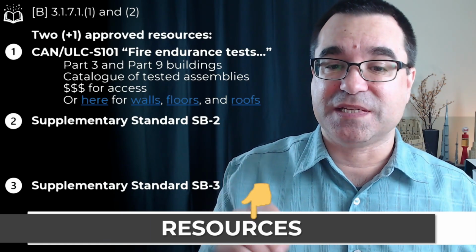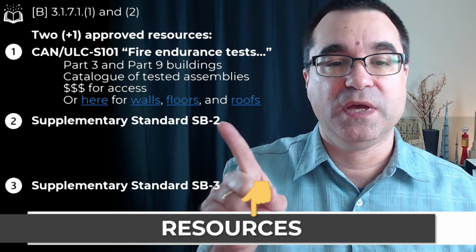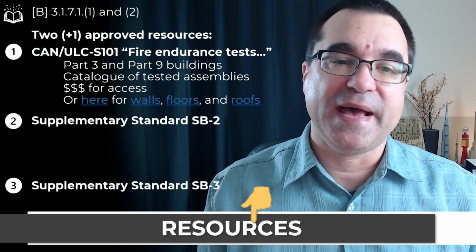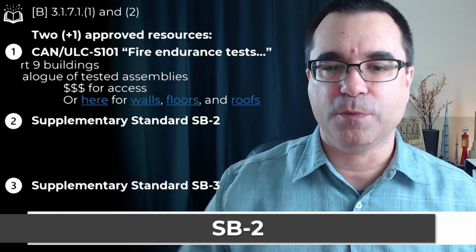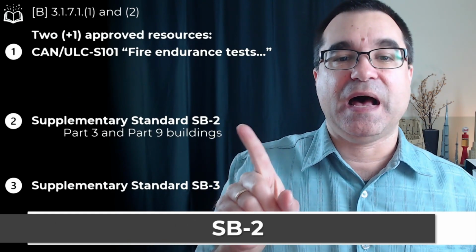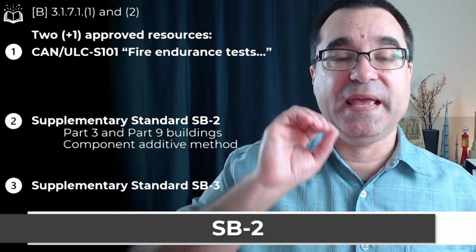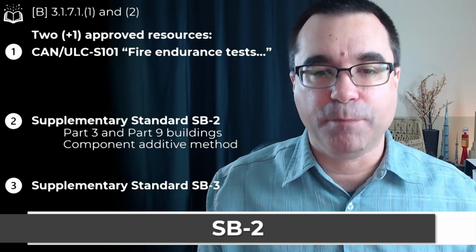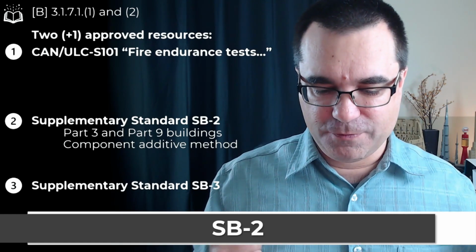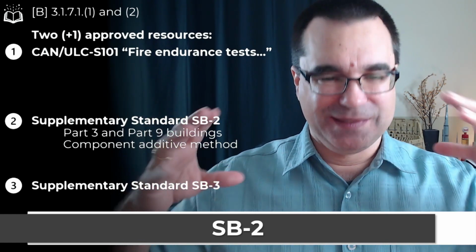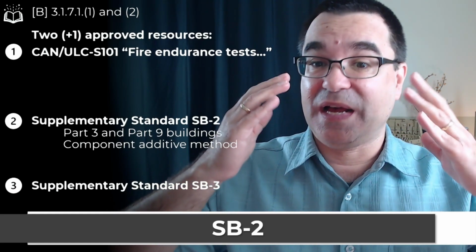The second place it's identified points to another spot in the Ontario Building Code, that is Supplementary Standard SB-2. Supplementary Standard SB-2, we're going to go find out in a moment where this is, applies to both Part 3 and Part 9 buildings. It uses a so-called component additive method. So what this component additive method is, it uses the same method that you or I would use, say, in making lasagna or a sandwich.